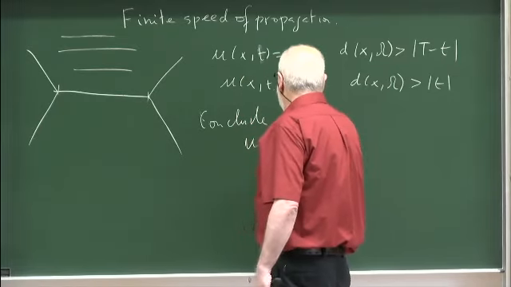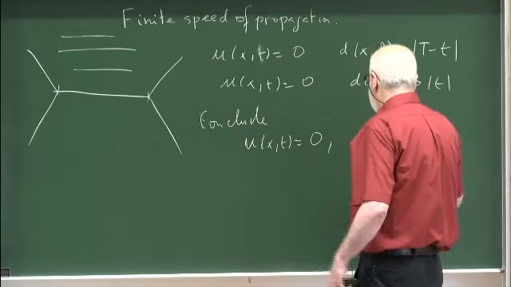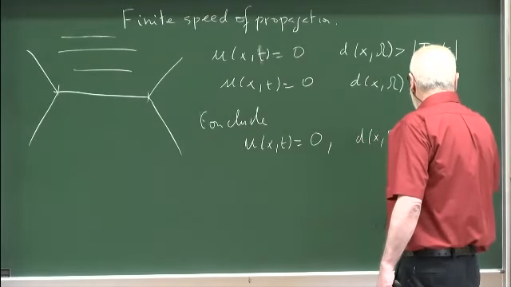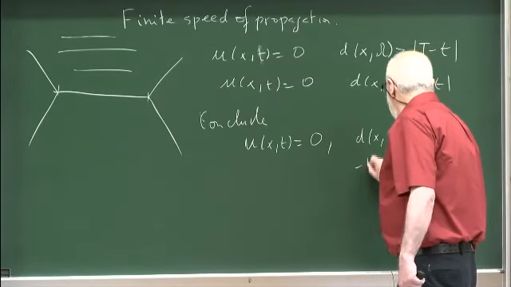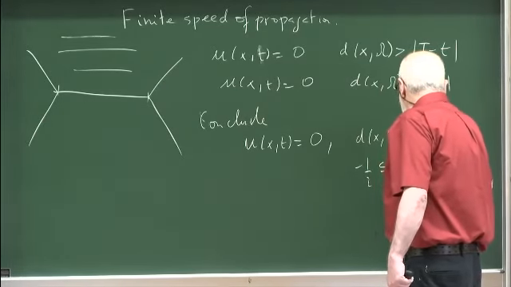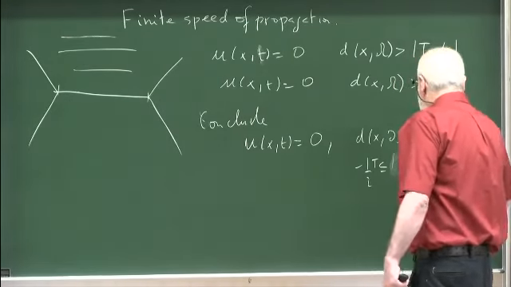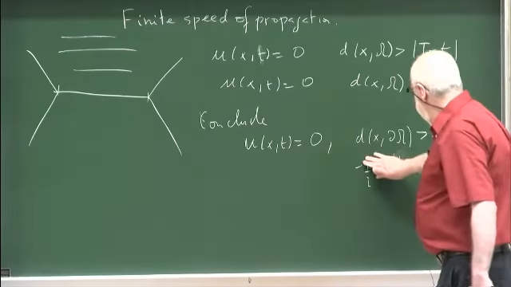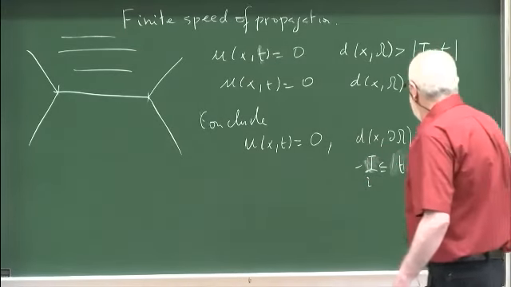that u is 0 if the distance from x to the boundary of omega is bigger than 1/2 t, for t bigger than minus 1/2 t, less or equal than 3/2 t. This is just a small calculation. I don't have much time, so I cannot do all the details. So for an interval of time, the solution is 0. So this is the situation.